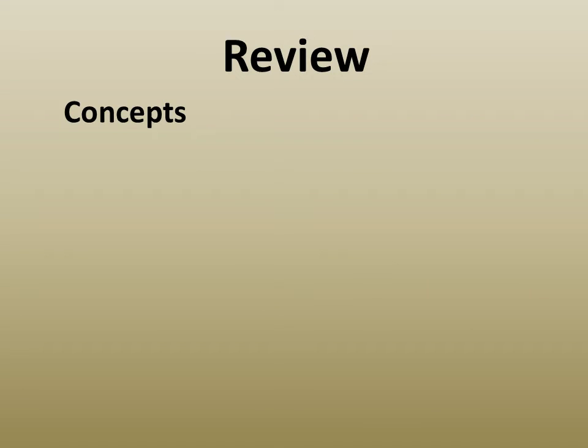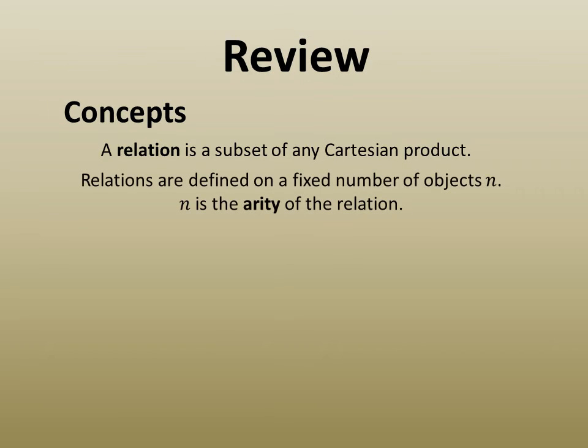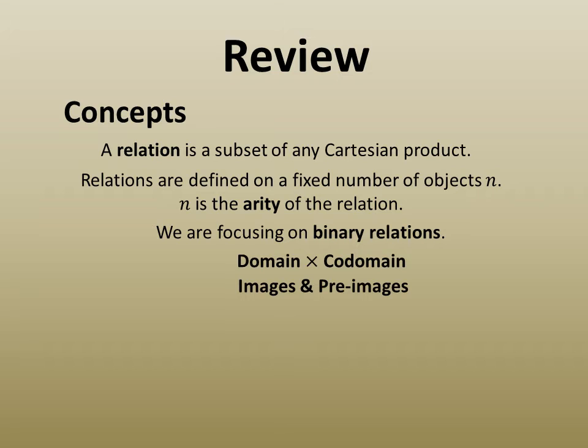Before moving on to the final part of the video, let's review what we've learnt so far. A relation is a subset of any Cartesian product. Relations are defined on a fixed number of objects n, and n is the arity of the relation. But for this lesson, we are focusing on binary relations. All relations have an associated domain and codomain, and a way to determine images and preimages of subsets of the domain and codomain, respectively.